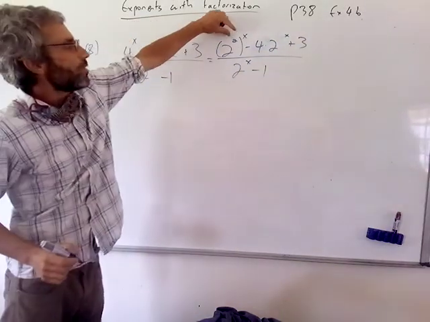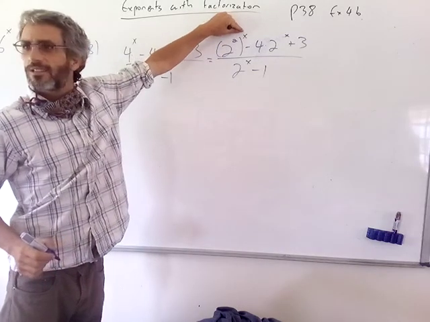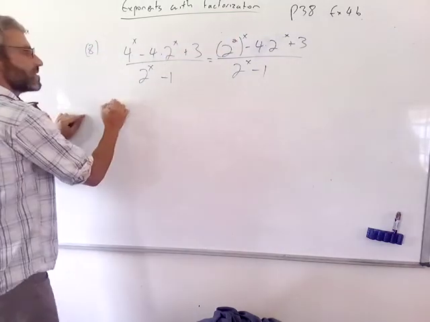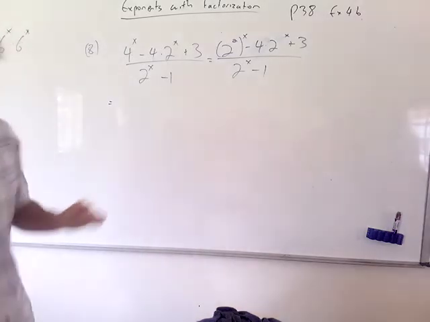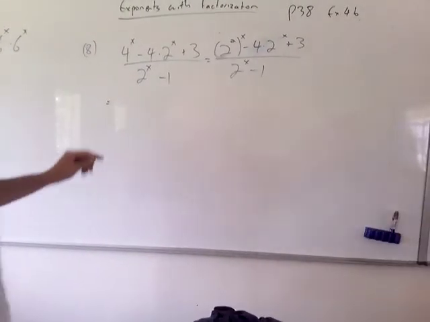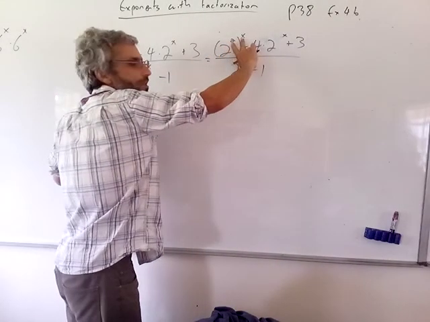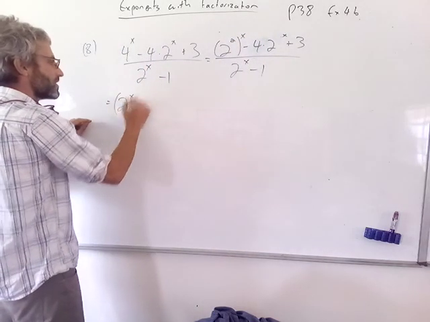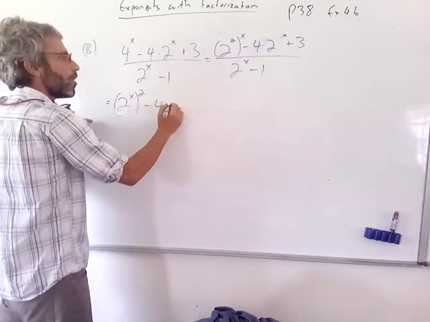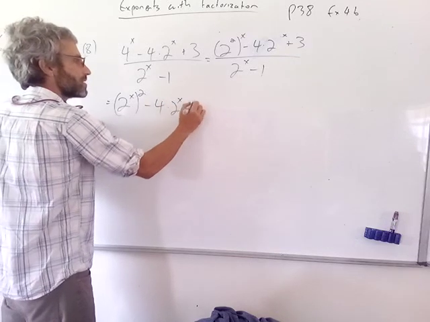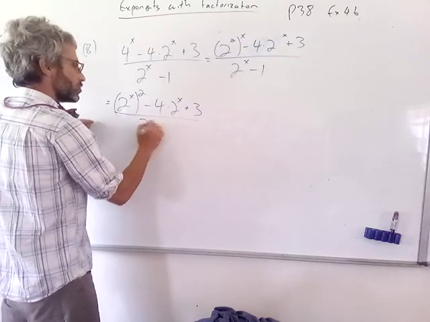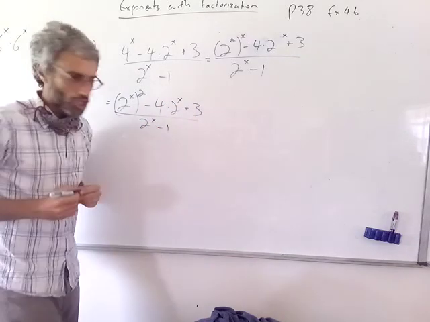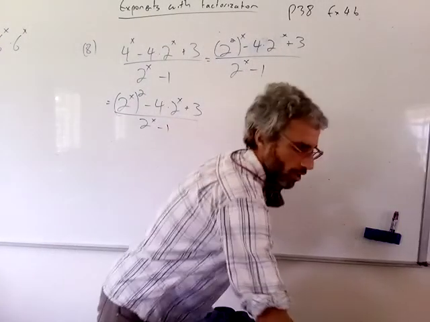Now, what can we do with the 2 and the x? We swap them. That's the main thing we learned today. We can swap the exponents. So it's 2 to the power x, squared, minus 4 times 2 power x, plus 3, divided by 2 power x minus 1. Now, check out what I've got here.